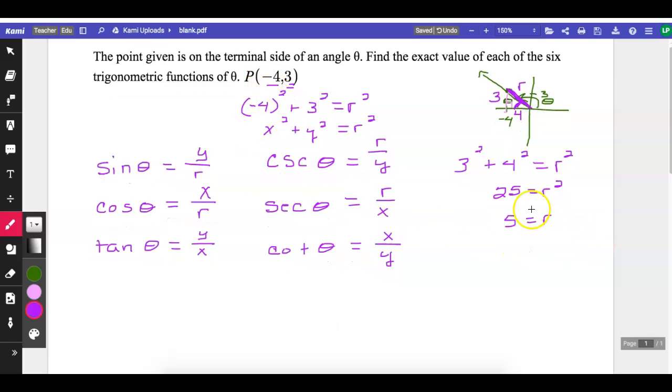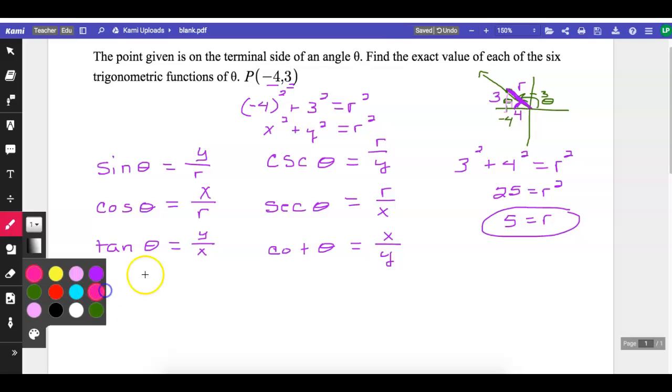We already know r is equal to 5, but if I go back to -4 squared plus 3 squared equals r squared, -4 times -4 is 16, plus 3 times 3, which is 9, 16 plus 9 is 25, so 25 equals r squared, so r equals 5. So I can still use r equals 5. Now how do I find the sine? It's the y value over the r value. In this case, the y value is 3 and the r value is 5. So the sine of this angle theta is 3/5.